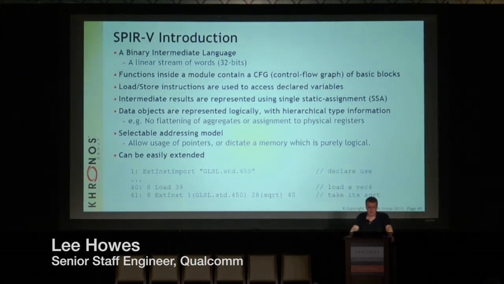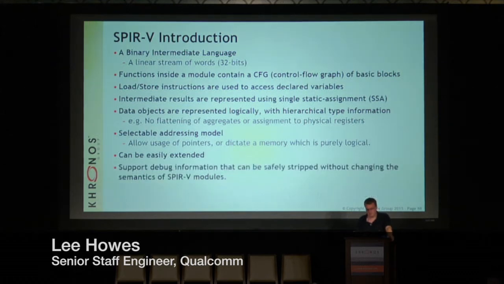And the idea is that SPIR-V can be easily extended. So the GLSL built-in functions are already, in a sense, an extension. It's a Khronos-defined block of things that you include, and we'll be able to add those at different sets with time. So this is an example of including the GLSL 4.5 set. And we do support debug information in the SPIR-V that can be safely stripped without changing the semantics. So that should hopefully help tools.